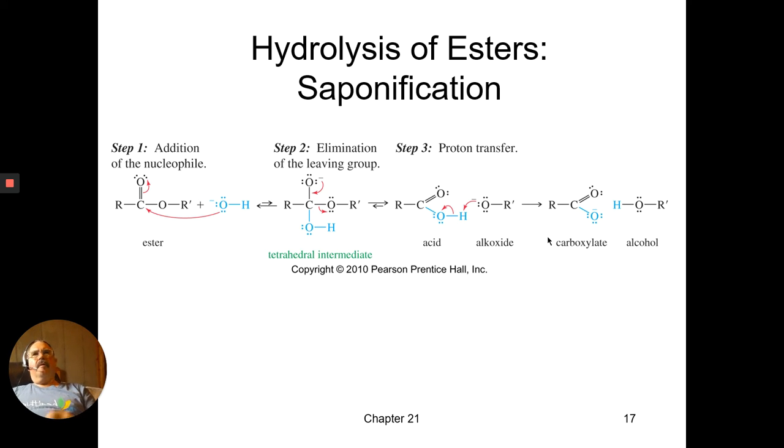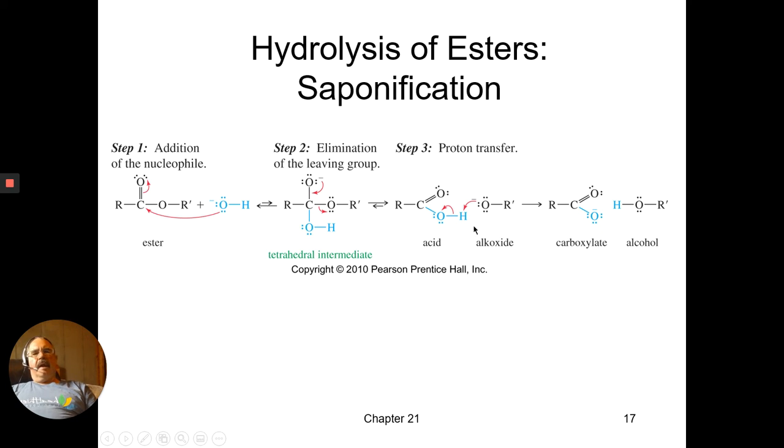Esters, okay, we have acid chlorides and anhydrides and esters. Esters can be hydrolyzed under acidic or basic conditions. Under basic conditions, this is called saponification, which originally meant soap making, but today it refers to the basic hydrolysis of any ester.